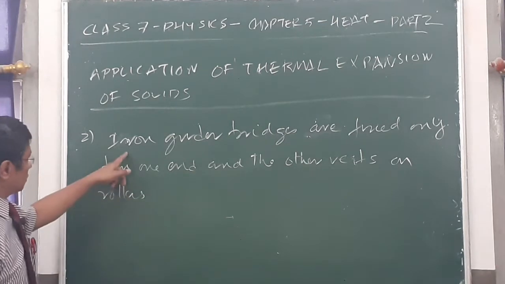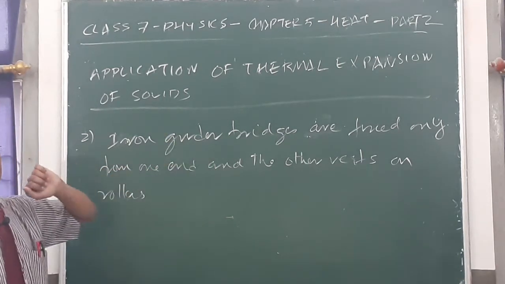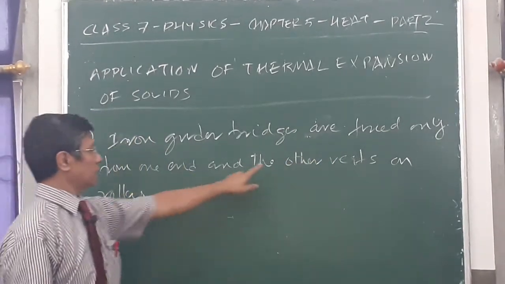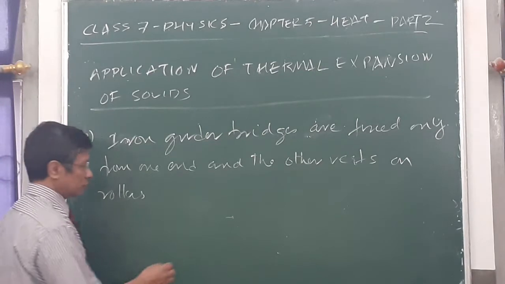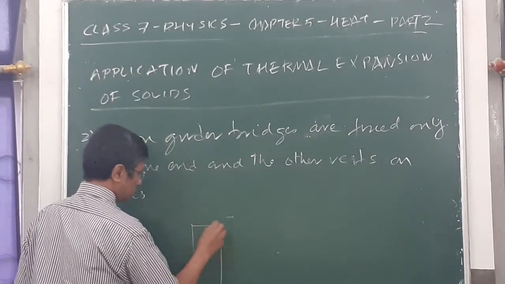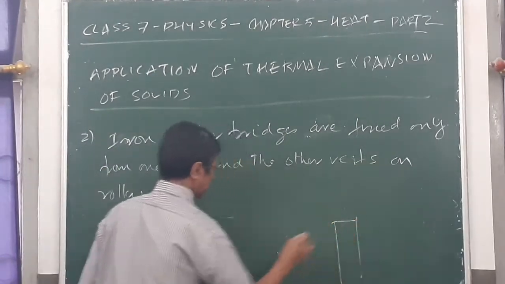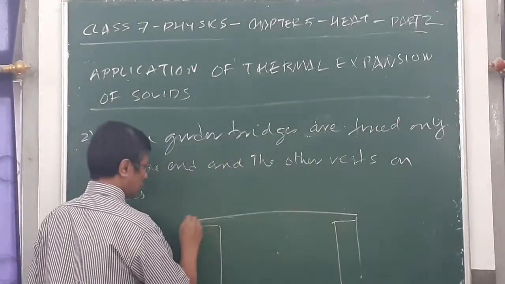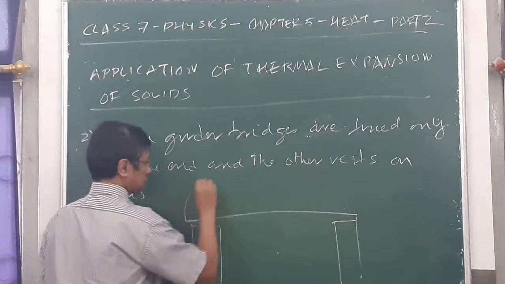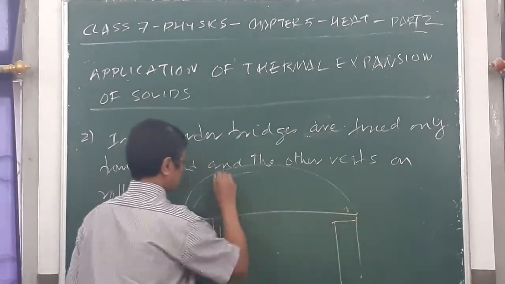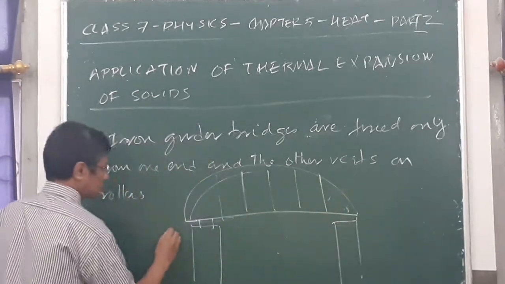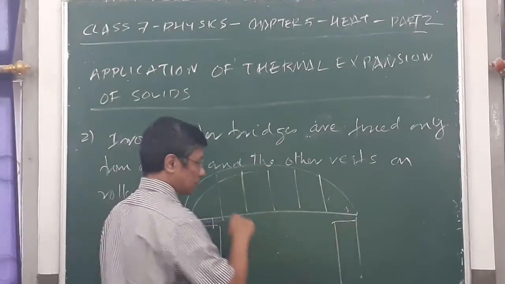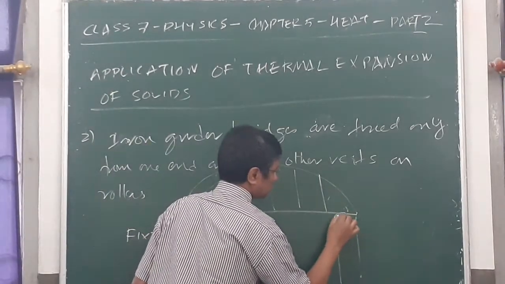All right. So, this is iron girder bridges, that means bridges which are made up entirely of iron, are fixed only from one end and the other rests on rollers. Supposing you have two posts like this, across which a bridge is kept. So, let us say this is the bridge. One side the bridge is fixed. Let us say this is the end where the bridge is fixed to the post, but the other end is always kept on a roller.